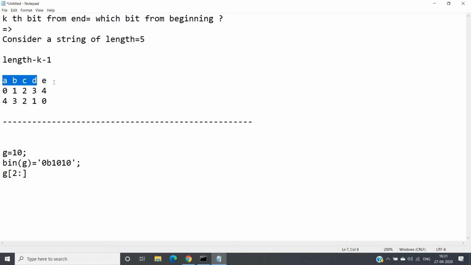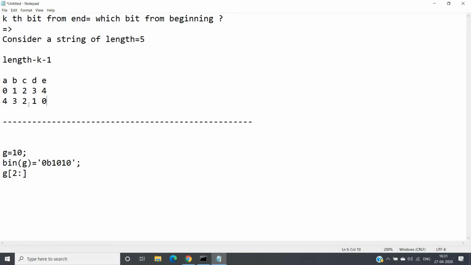Suppose my string is a b c d e. Now if we do indexing from left to right, it is 0 1 2 3 4. Now suppose from right to left, I am telling you like this, indexing is 0 1 2 3 4. Then try to find out one relation between the front side indexing and back side indexing. Suppose I am telling first bit from the end is equivalent to third bit from the beginning, from the left hand side. So try to find out the relationship between these two indexes.